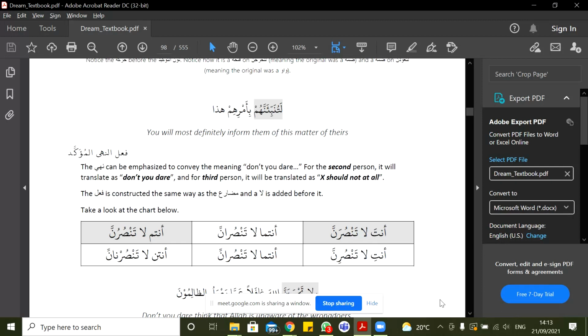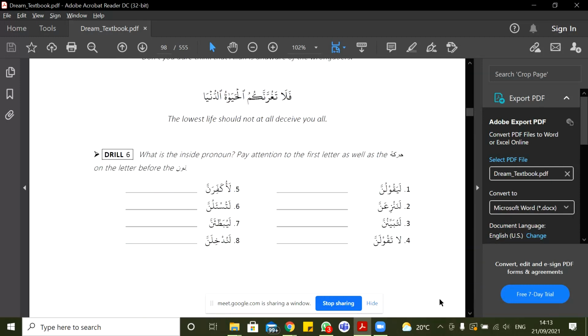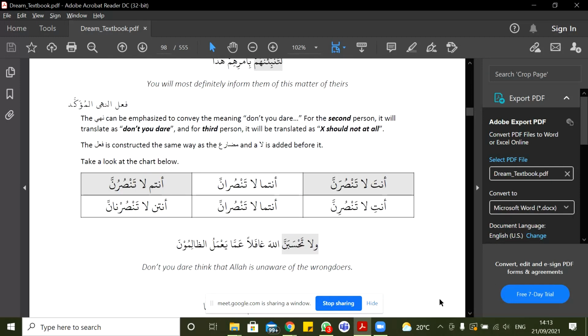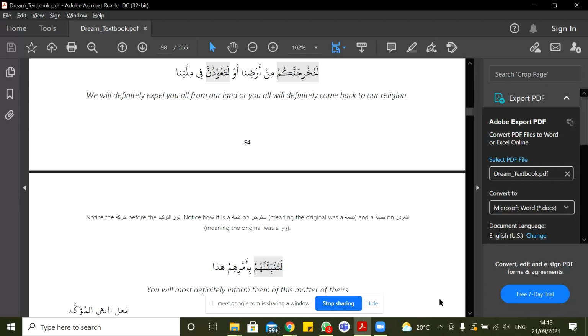Is that okay, everybody? Yes. Okay, so we have a small topic here with fi'l nahi al muakkad, but I don't think we have time to go about it. Otherwise, it will not be clear to you. So we are stopping here today. Any question about today's lecture? Okay, so far so good.